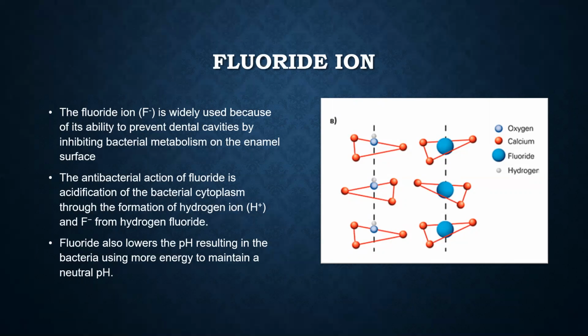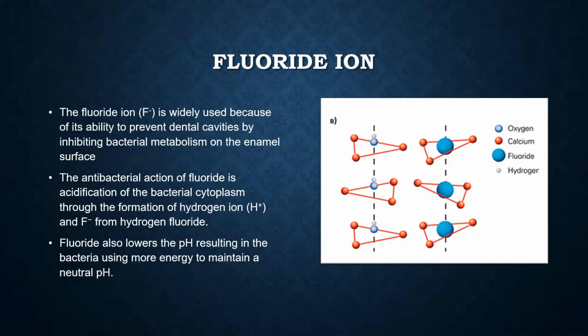What also occurs when fluorapatite forms is the acidification of the bacterial cytoplasm through the formation of the hydrogen ion and fluoride from hydrogen fluoride. What this acidification of the bacterial cytoplasm does is it lowers the pH, resulting in the bacteria using more energy to maintain a neutral pH. With the bacteria using more energy to maintain a neutral pH, it results in less energy to grow, reproduce, and generate acid, the one that causes cavities in the tooth.